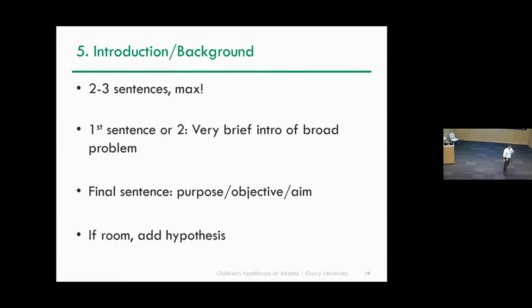In the first sentence or two, you can have a very brief intro of the broad problem. In the final sentence, you have a purpose, objective, or aim. Have something there, all right? When I'm reviewing these abstracts, if I don't see a sentence in the introduction that says the purpose of or the aim of this was to compare, contrast, or to learn, or something like that, I'm dinging it, all right? It's going to go down in my book.